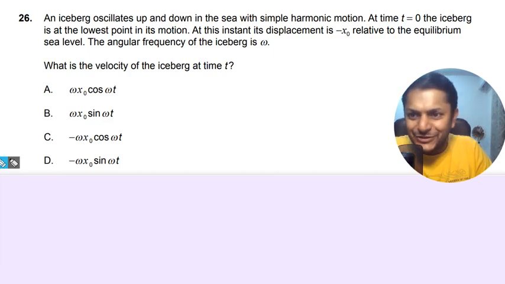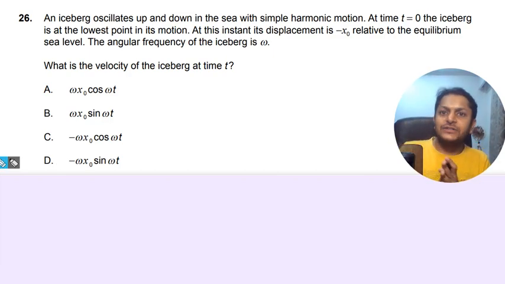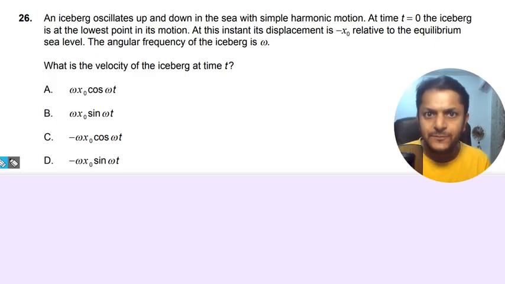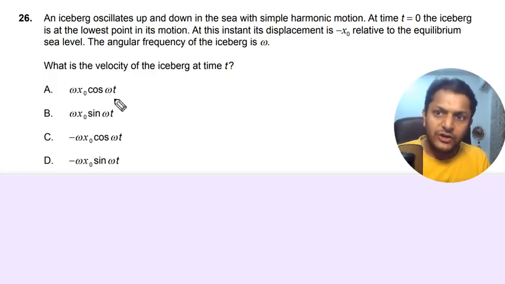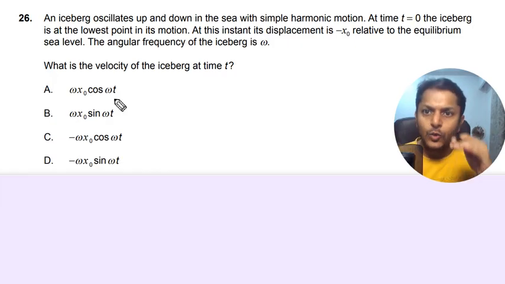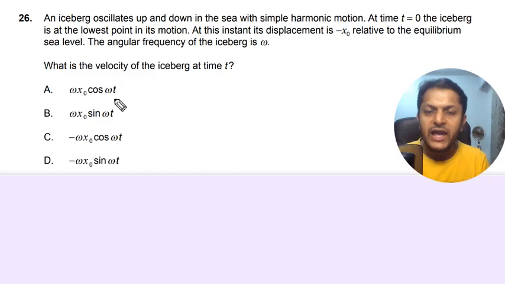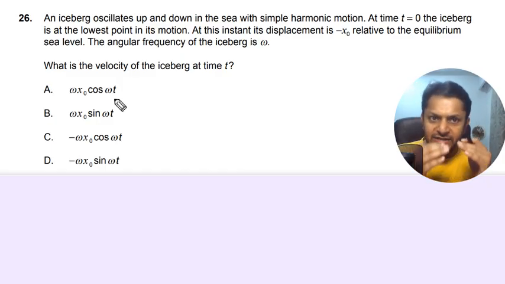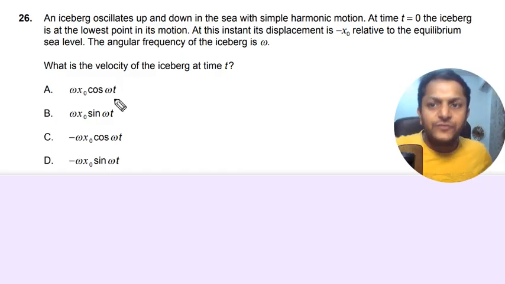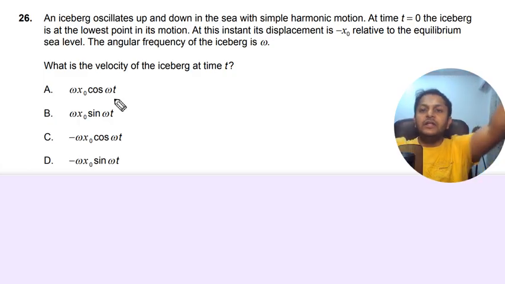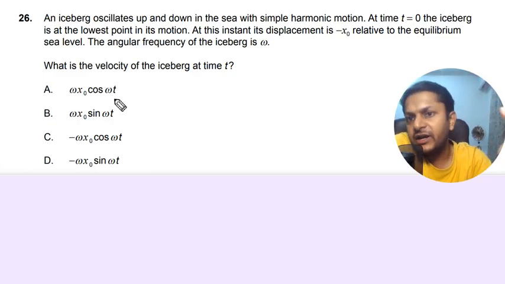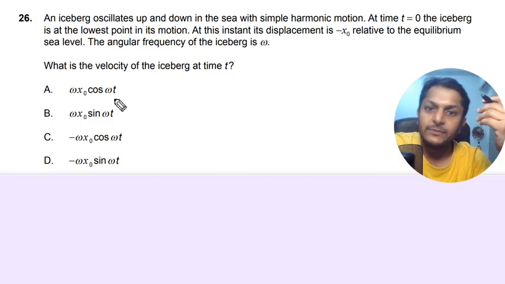Okay, so let's see what is there in this question. An iceberg oscillates up and down in the sea with simple harmonic motion. At time t is equal to 0, the iceberg is at the lowest point of its motion. So it's kind of an extreme position, we can say. At this instant, its displacement is negative x naught relative to the equilibrium sea level. The angular frequency of the iceberg is omega. What is the velocity of the iceberg at the time t?